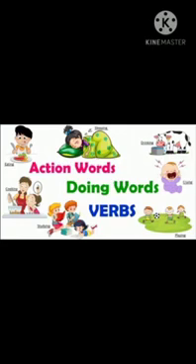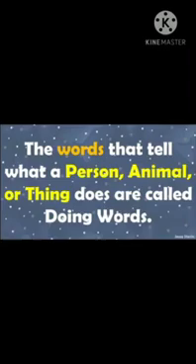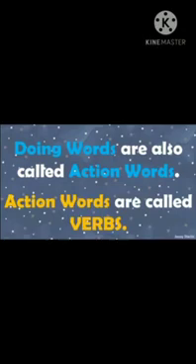And action words are verbs. What are you doing now? You are watching this video. The action performed by you is watching. And what am I doing? I am teaching. The action performed by me is teaching. So now, let's see. The words that tell what a person, animal or thing does are called doing words. And students, doing words are also called action words. Action words are called verbs. Hope so you got it.